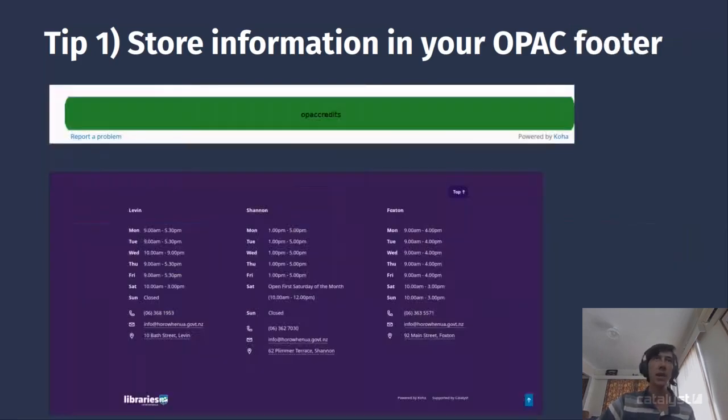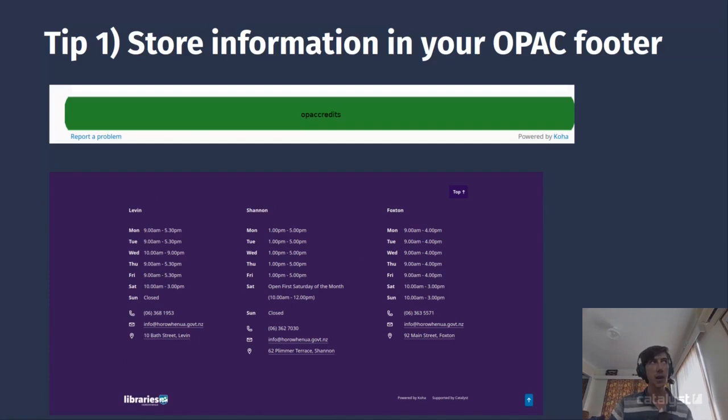Equally, there's another thing you can do, which Horowhenua Libraries has also done, which is they have edited the OPAC credits HTML customization. That's at the bottom of the page, and they have added the branch opening hours to that. We can see here we've got 3 columns, Levin, Shannon, and Foxton, and we've got the library hours for every day of the week and the contact details, so phone, email, and location. Email and location are links, and so you can store information that's useful to your users in the header or in the footer, and that's a really easy way to convey that information to your users in quite a nice visual way.